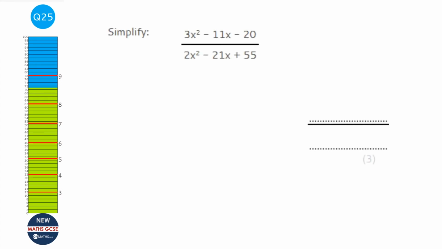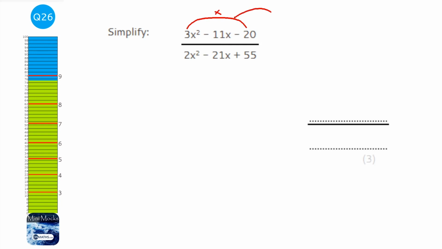Okay, here we're asked to simplify an algebraic fraction, and whenever you've got quadratics in an algebraic fraction and you're asked to simplify it, always factorize them. Now this is pretty complicated because this is two quadratic equations where a, which is the coefficient of the x squared, is greater than 1, but it just takes longer. It's not really more difficult, just more stuff to it.